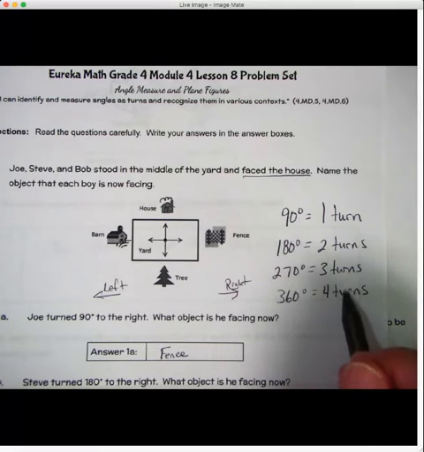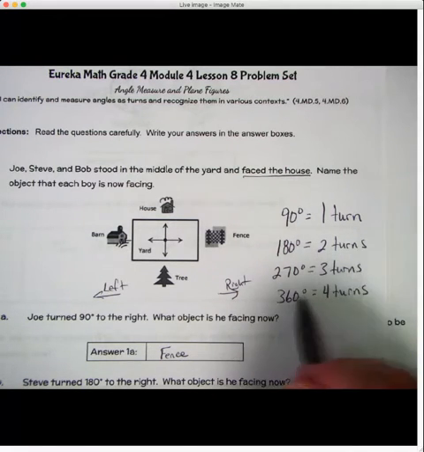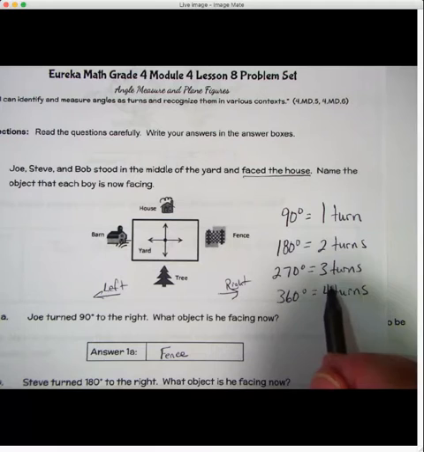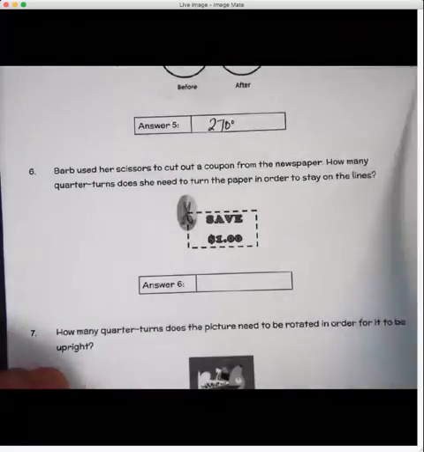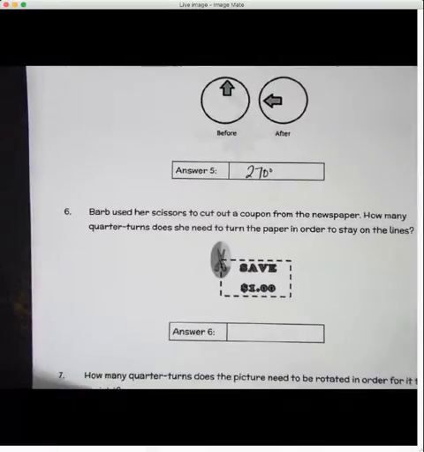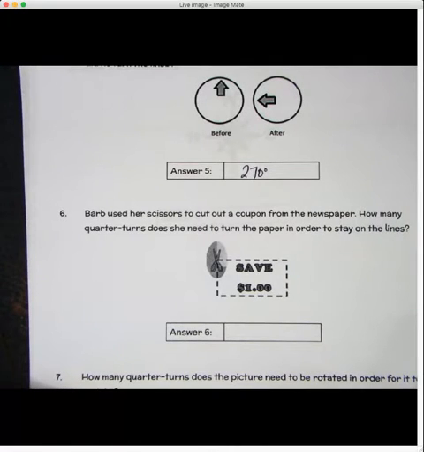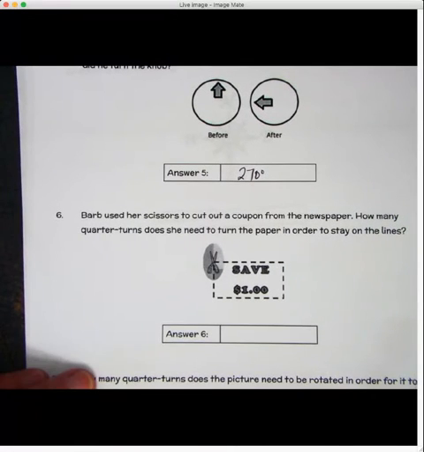And really, when I say turn, it's right angles, isn't it? There's 4 right angles in a circle. So every turn, we're turning 90 degrees. Okay. Now, Barb used her scissors to cut out a coupon from the newspaper. How many quarter turns does she need to turn the paper in order to stay on the lines?